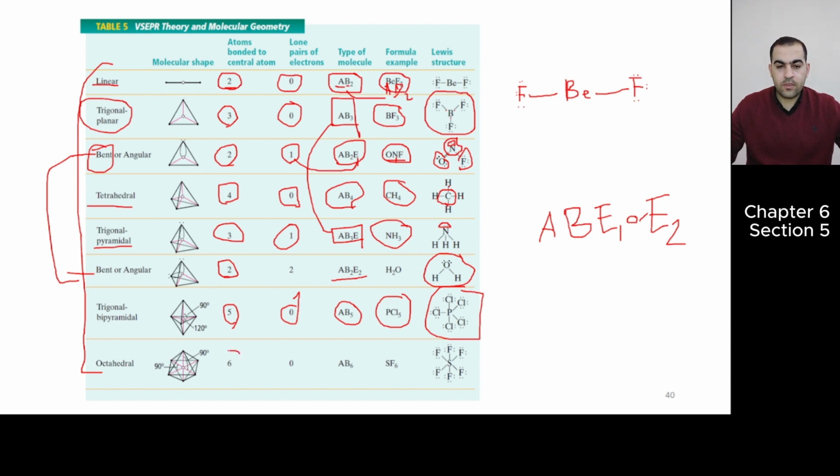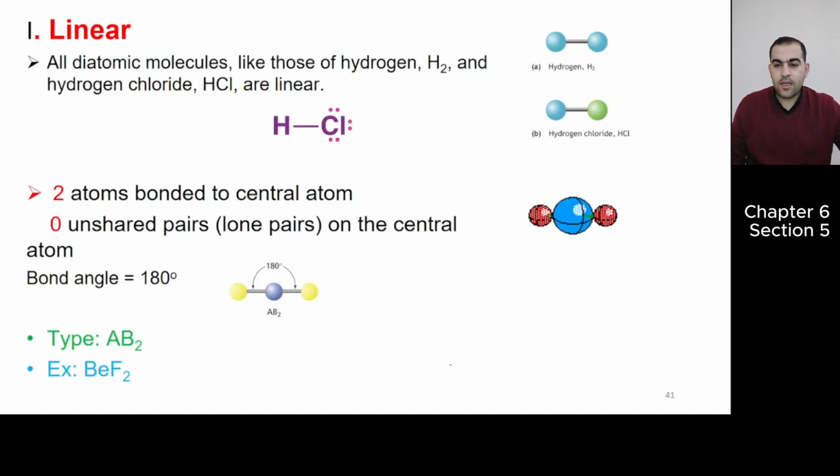Octahedral: 6 atoms bond to the central atom, 0 lone pairs, AB6, so sulfur hexafluoride. Okay, look, how many atoms bond to the central atom: 6, but the central atom doesn't have any lone pairs. This is how you're going to memorize them. Okay, guys, here this is extra for you. Guys, here this is very important.